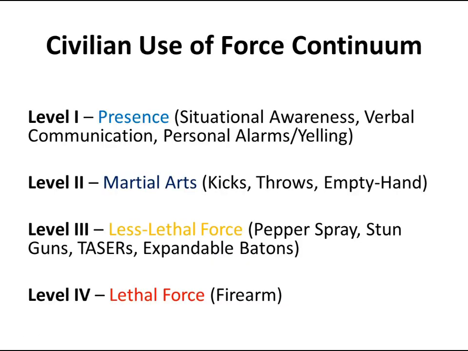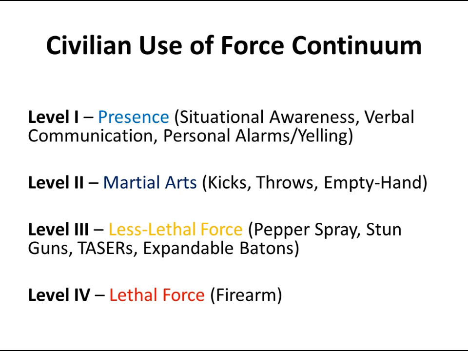Now for civilians in particular, this is how I have the use of force continuum laid out. For level 1, we've got presence. That means being situationally aware of your surroundings and everything that's going on around you, having verbal communication with your attacker, telling them to stop, to leave you alone. And then, of course, using personal alarms to create noise or distraction, yelling for help, and so on. For level 2, we move on to martial arts. If the person is trying to grab you or subdue you, then you can use kicks, throws, and empty-handed techniques. That's assuming you know how to do martial arts or any form of close combat.